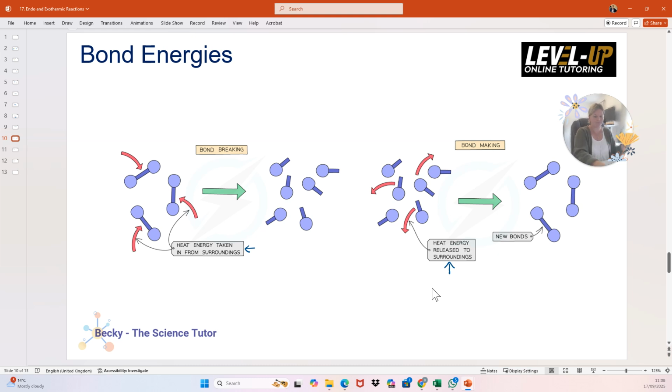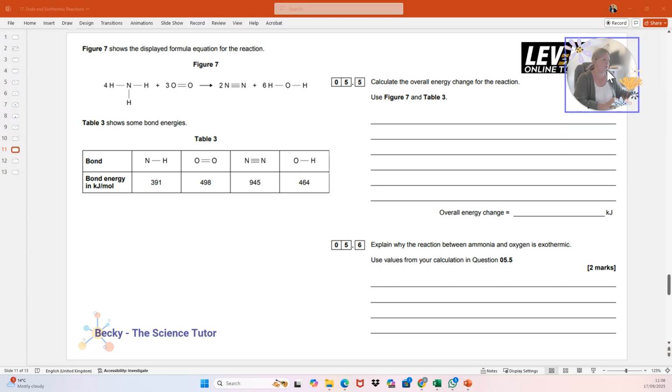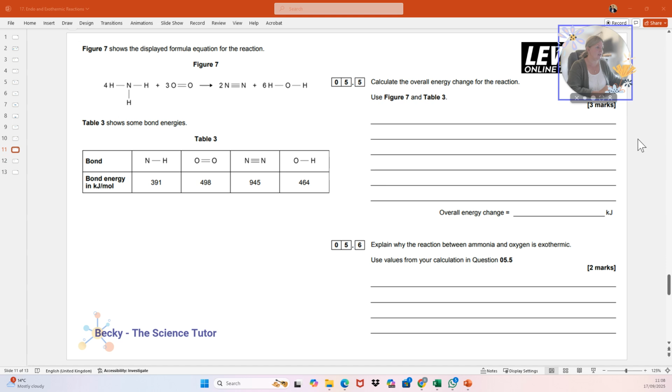Okay, so you have to be able to do some of these calculations. Just noticing there's 3 marks under there. So what I'm going to do is guide you through one of these questions. Now with these questions, it is just about being methodical, taking your time, making sure that you don't miss any of the bonds. Now most questions give you what I call the displayed formula up here.